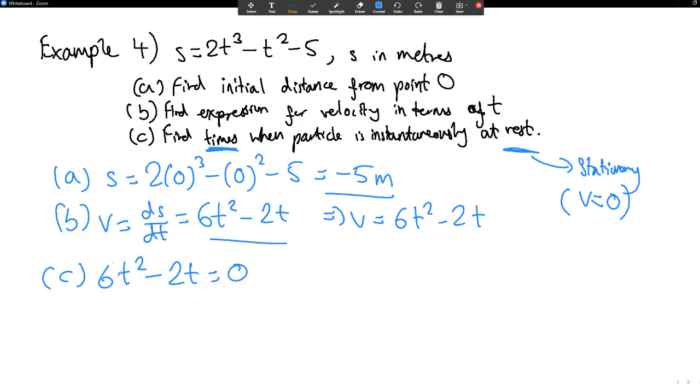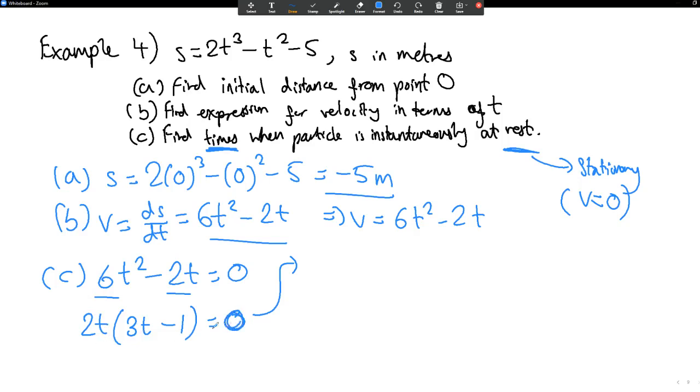Now, we can see that we've got a quadratic here. So we can factorize this. So first off, we can take out a common factor of 2t, because they both have 2t. So if we divide this by 2t, we get 3t. And if we divide this by 2t, we get 1. Like so.